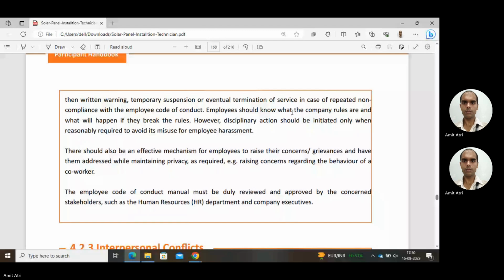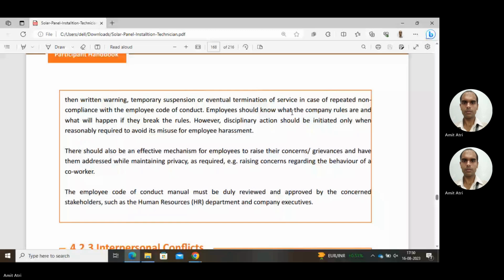So employees should know what the company rules are and what will happen if they break the rules. That means the guidelines and the disciplinary action should be totally in the knowledge of the employees. However, disciplinary action should be initiated only when reasonably required, to avoid its misuse for employee harassment. We should also be careful that the power given to the senior authorities for disciplinary action against the offenders should also not be misused. This we should also take care of.